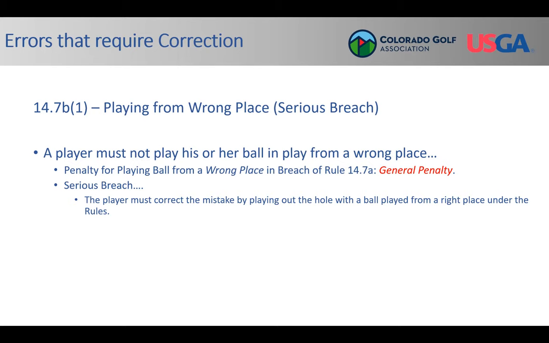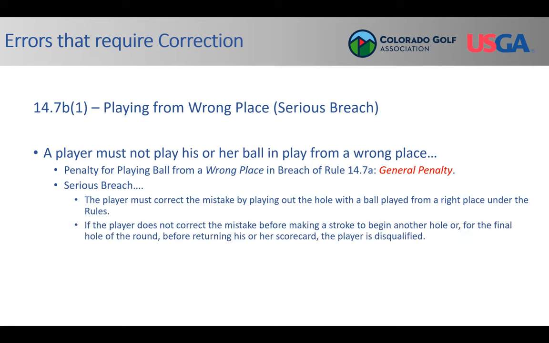Outside the relief area is probably not a serious breach because it's going to be close enough to where they should have been dropping. Taking relief in a wrong place, like on the other side of a pond, or a bunch of club lengths away, or way off the line for back-on-the-line relief, could possibly get into the scenario of serious breach. And if we don't correct this mistake of playing from the wrong place in a serious breach, we see our Rubicon again.